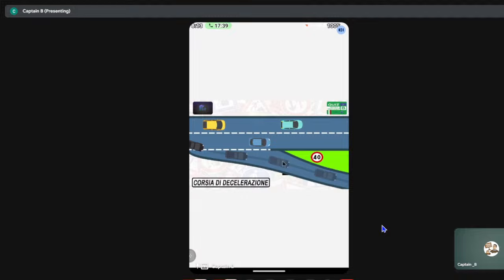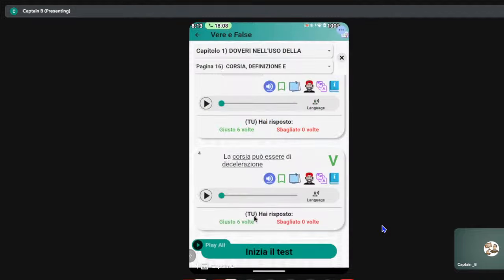Look at this road now. This is a deceleration lane. Remember, the reason why this road can be called corsia is because in this road, in this carriageway, you can't overtake. Remember, you cannot overtake when you are in deceleration. You cannot overtake when you are in accelerazione. Right? You can't overtake when you are entering. You can't overtake when you are coming down. And the answer for that in our previous class was vero. And then telling us that lanes può essere can be of deceleration. And the answer is true.